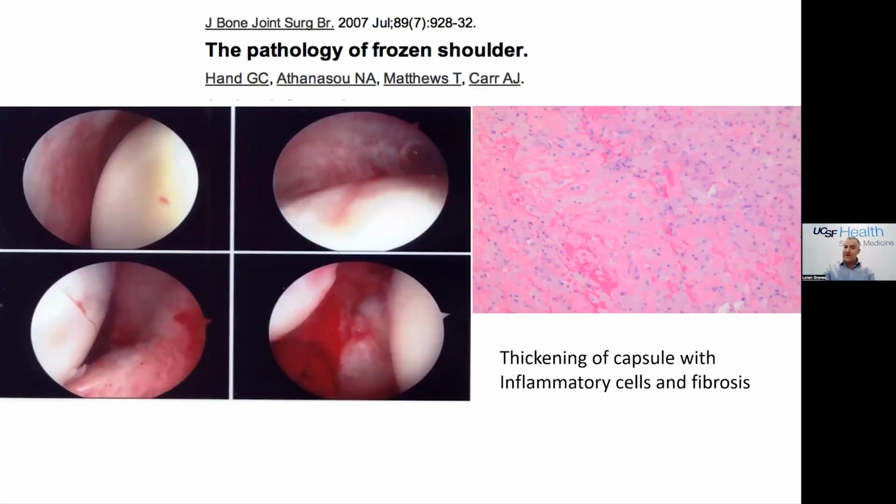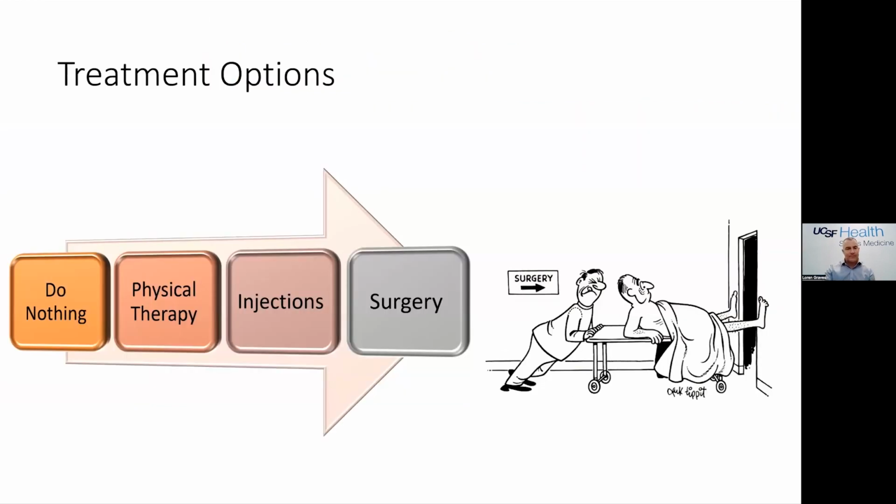When we look inside the capsule, what we see histologically is a lot of inflammatory cells, and this bright pink is collagen. So the inflammation stimulates this collagen deposition in your capsule, and the capsule gets thicker and thicker and tighter, and the patients physically just can't move.